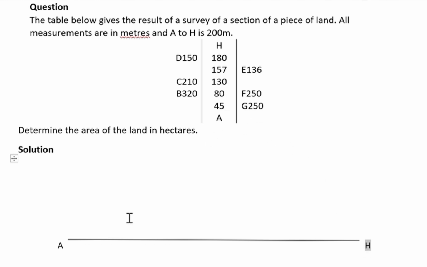We have the start point, of course, is 0. Then we have 45. We label 45 around here. Then we have 80. We label it around here. This is just a sketch unless you are told to draw to scale. And then we need 130 around here, 157, 180, and at H it is 200 meters. So we indicate 200 meters there.